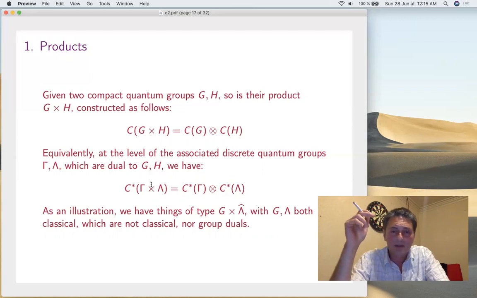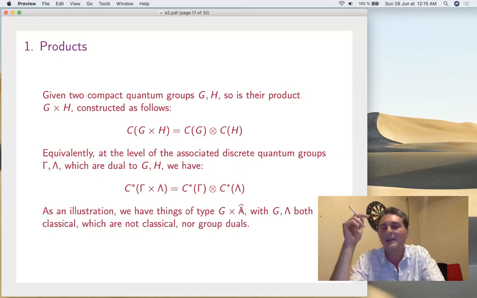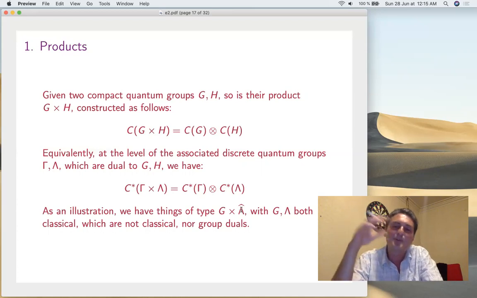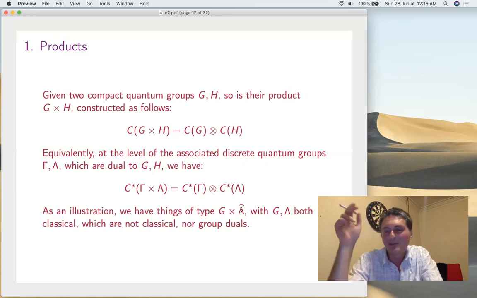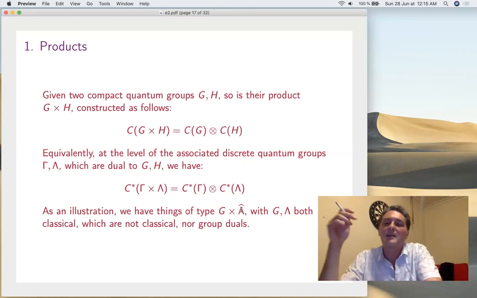So it's a very simple operation, the product, but as an application, you can take products of classical groups with group duals. And you get in this way something which is not a group nor a group dual. So finally, it's quite interesting, the product. These are our first examples which are not groups and not group duals. Just pick any group different from one, of course, and any group dual different from one, make the product, and that's a quantum group. I mean, it's not something known.